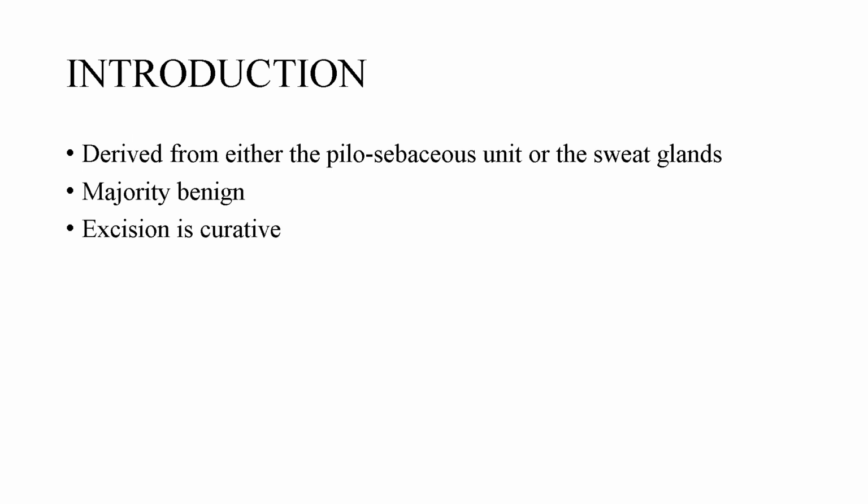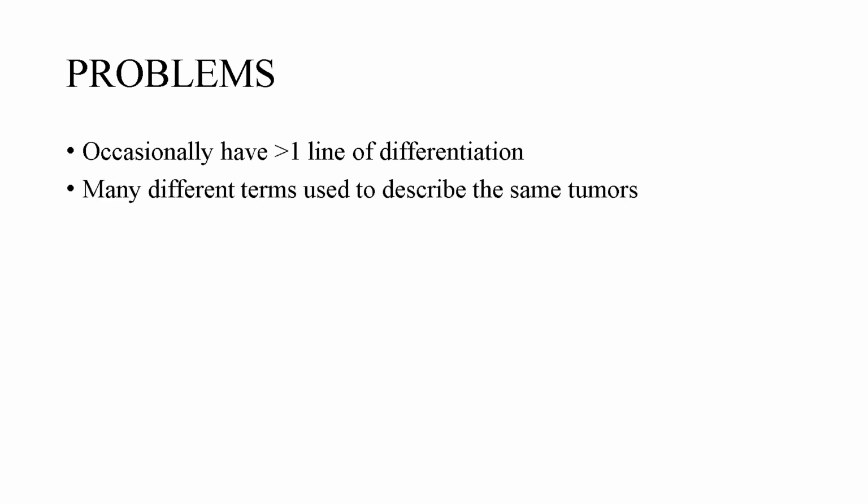And because they are benign, complete excision is curative, right? So what problems come up in the diagnosis of this disease? The most significant issue when dealing with cutaneous appendageal tumors is that when we do the histopathological examination, we often find that they have multiple lines of differentiation, right? And secondly, the most confusing thing for us as students is that one tumor has multiple names, right? We don't really know why that is, but it causes a lot of confusion, right?